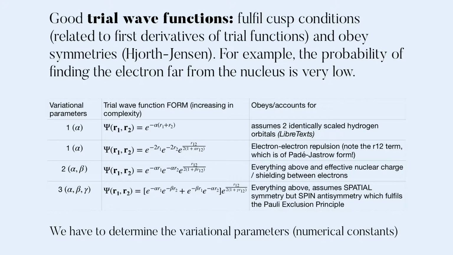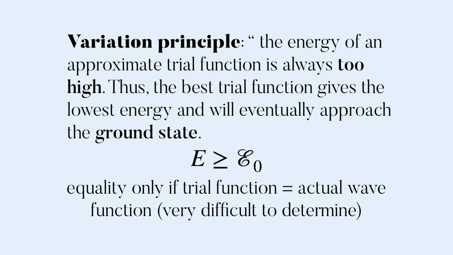As mentioned, the Schrödinger equation is difficult to solve for helium, and we must use an educated guess of the trial wave function form. The best form obeys certain cusp conditions and some symmetries or anti-symmetries. However, there also are numerical constants to be determined in the problem. The variational principle states that the energy obtained by an approximate trial function is always too high. Thus, the best trial function will give the lowest energy and will eventually approach the ground state energy.